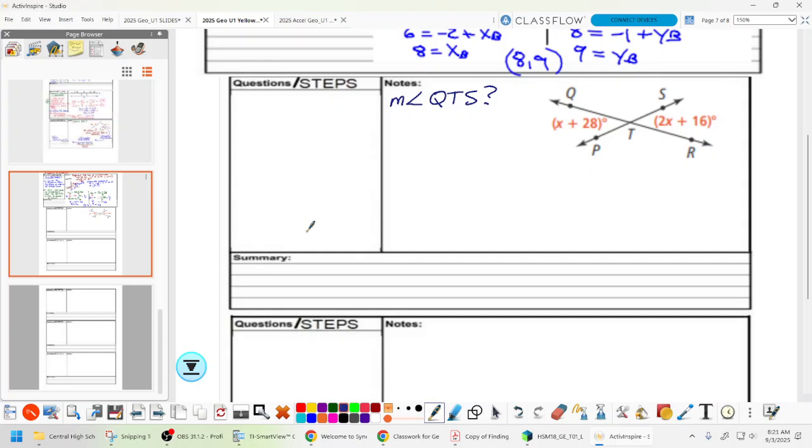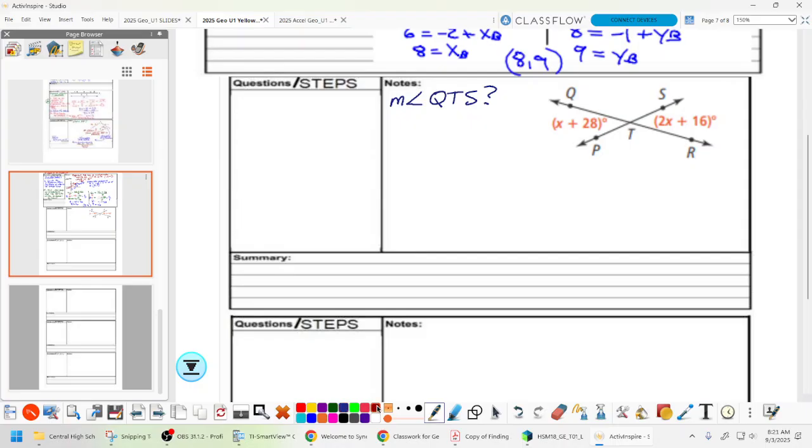Is the measure of angle QTS x? No. In other words, I can't just plop an x there and say, oh, that's my variable, because x is specifically involved with these two orange expressions. So what do you think? What's our procedure here? We need x first, right?